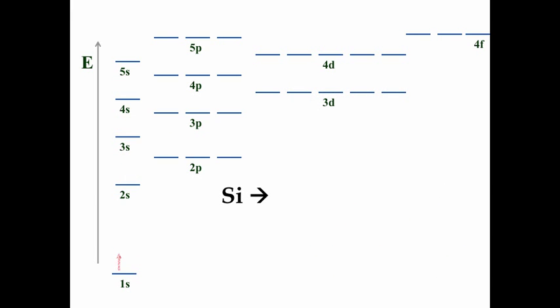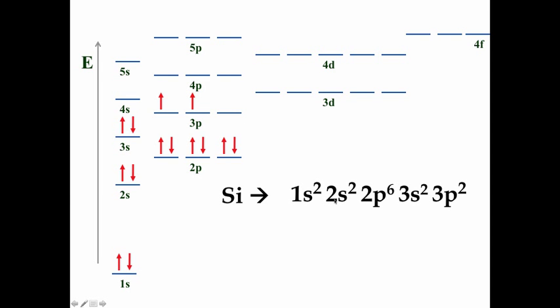How about silicon? Well, if we count up the number of electrons in silicon and put them in the appropriate place, what we end up finding is we fill the 1s subshell, then the 2s subshell, then the 2p subshell, next comes the 3s subshell, and then finally we have a couple electrons going into the 3p subshell, each in separate rooms, and we have a total of 14 electrons for silicon, 2 in the first shell, 2 plus 6 or 8 in the second shell, and then 2 plus 2 or 4 in the third shell, and we would write this as 1s2, 2s2, 2p6, 3s2, 3p2.